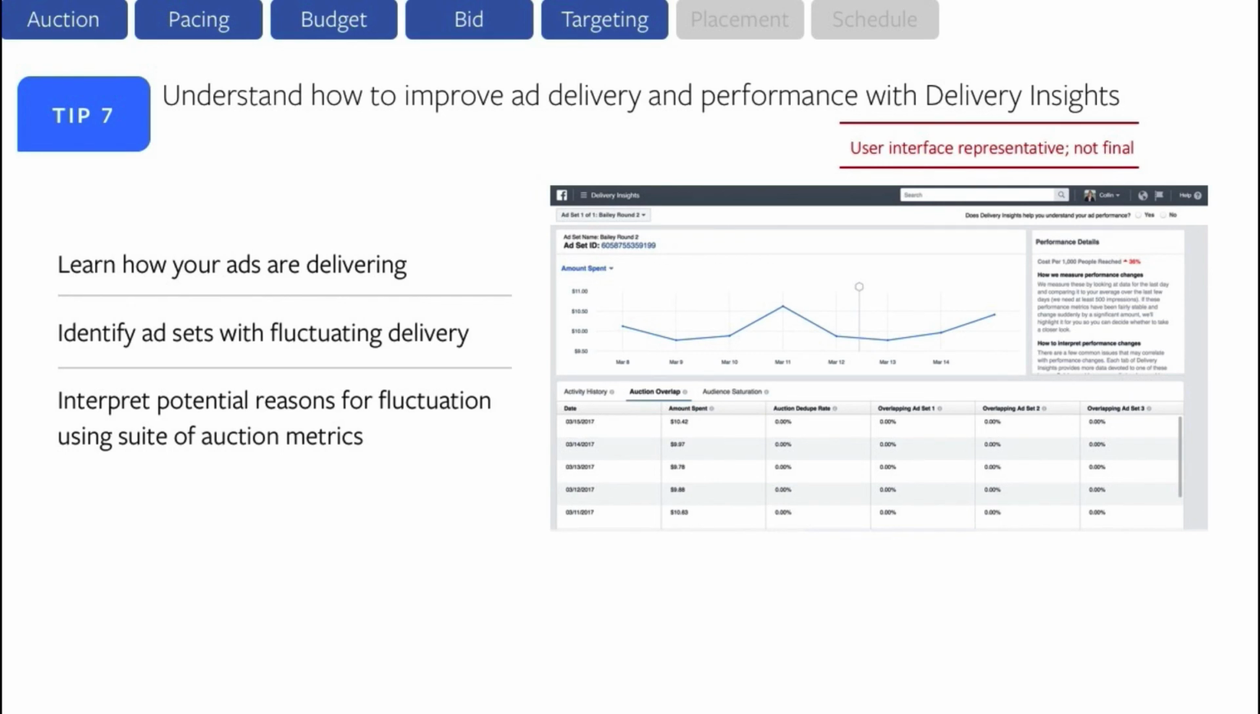Audience saturation is the point at which your performance starts to drop as your ad frequency rises. If your first-time impression ratio is low and the outcomes you care about are declining, it may be time to change your creative or targeting.